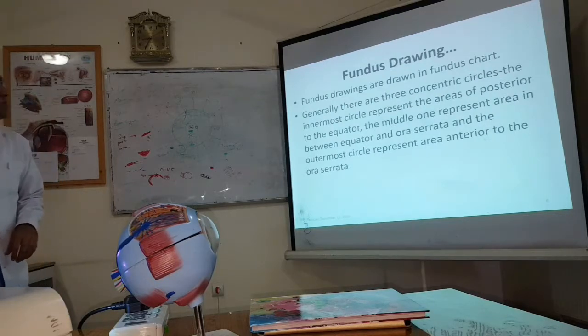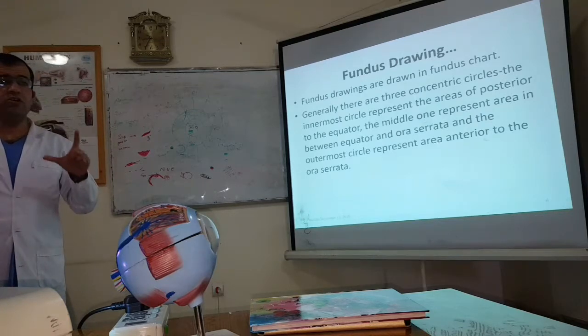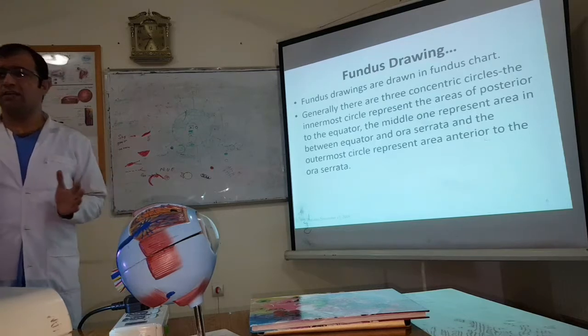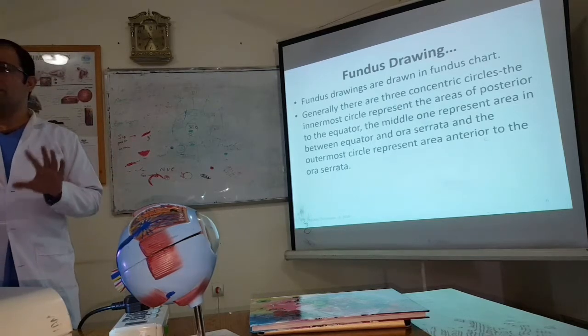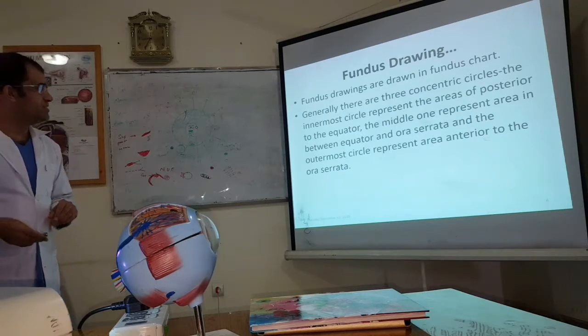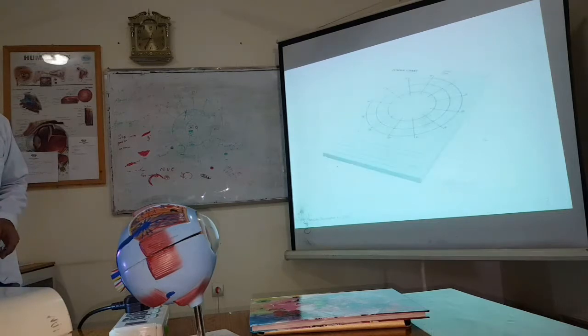So fundus drawings are drawn on fundus charts. You may see them later. Generally, there are 3 circles, and the circles are concentric. Concentric means the center of all the circles is the same. That is called concentric. And we go to the chart. This is the Amsler-Dubois chart. You see there are 3 circles.